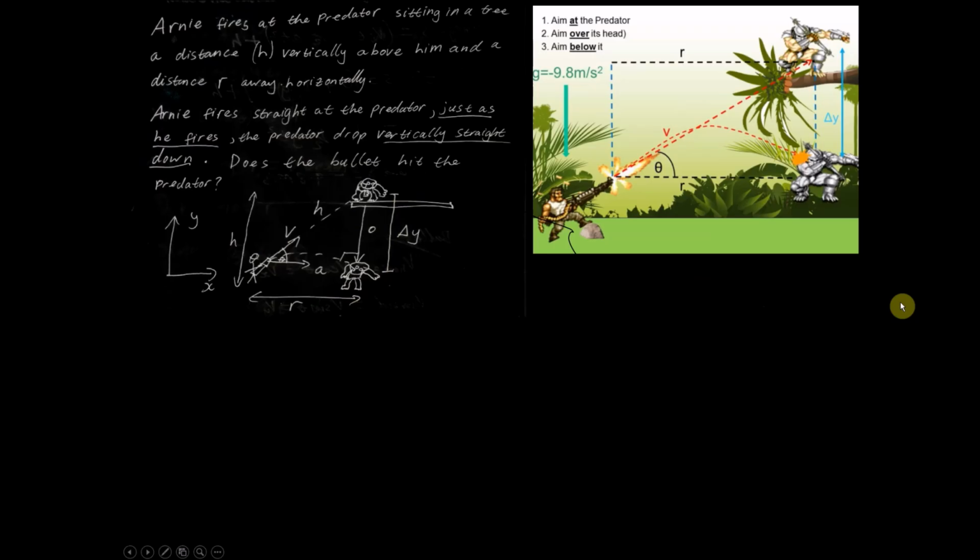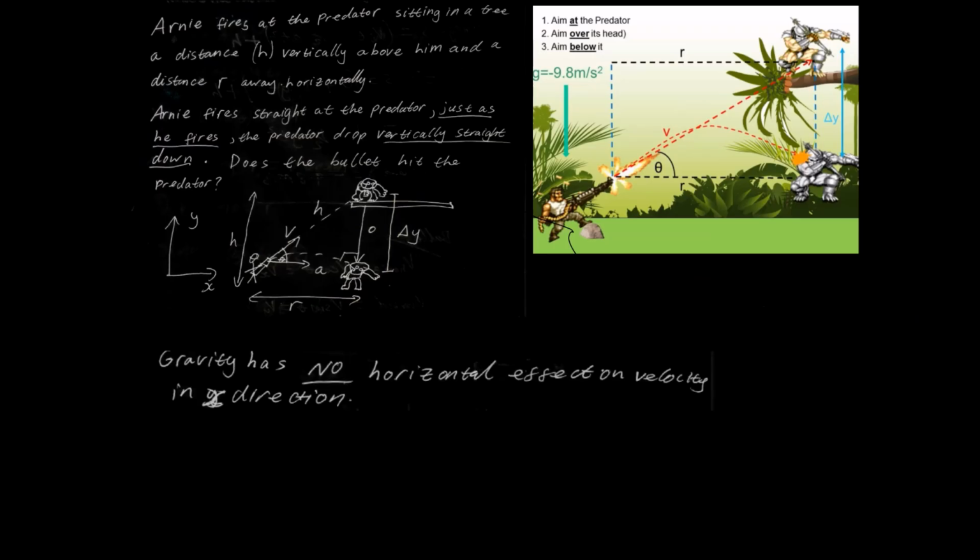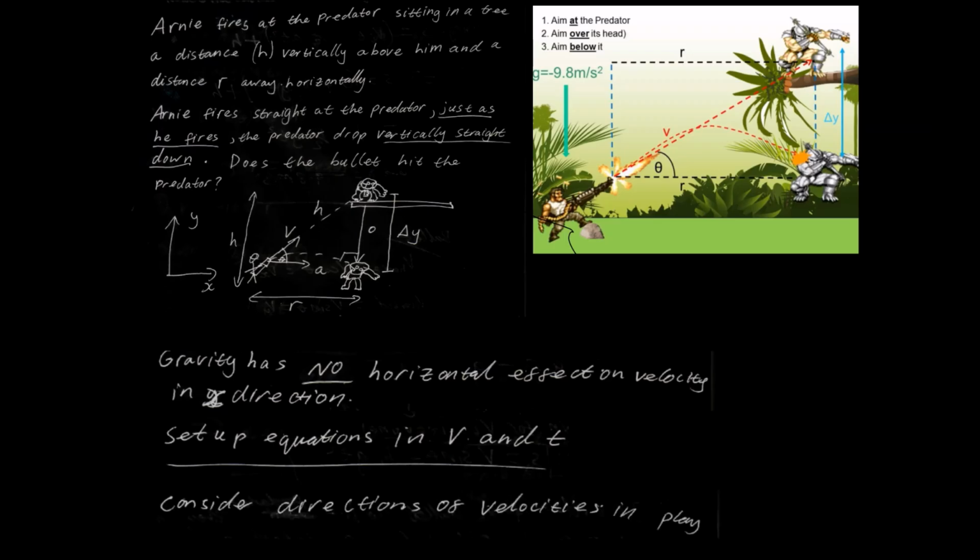that's all we need. So remember, just as a general rule, gravity has no horizontal effect on the velocity in the x direction whatsoever. So we need to set up our equations in velocity and time and consider directions of the velocities that are in play here. I would definitely say first consider the predator and then consider the bullet. Either way, doesn't matter which order you do it in.